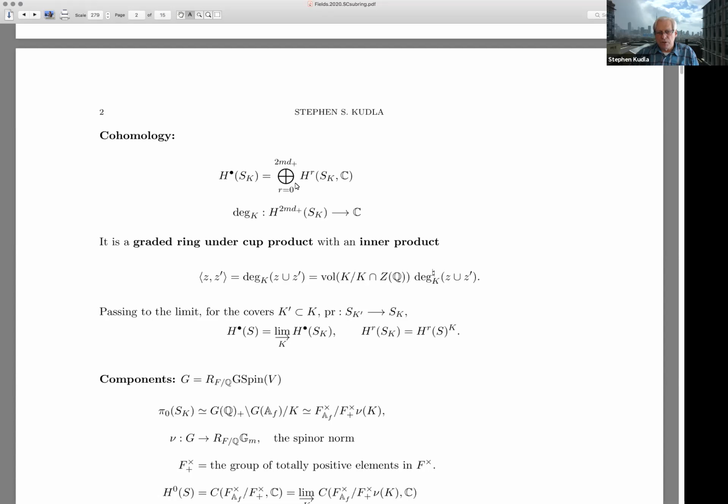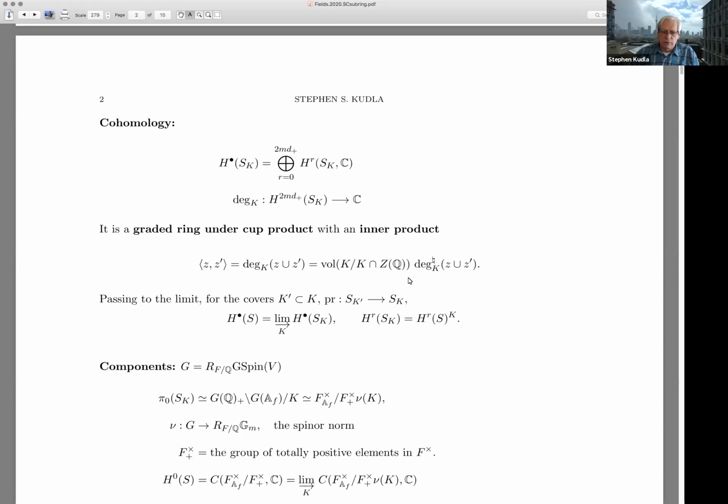Now, the degree map is taken to be 0 if you're not in the top degree. So this means that classes which are not in complementary degrees have inner product 0. So that's the way this inner product works, okay? And in this inner product we're using this normalized degree. So it passes to an inner product on this graded ring in the limit.